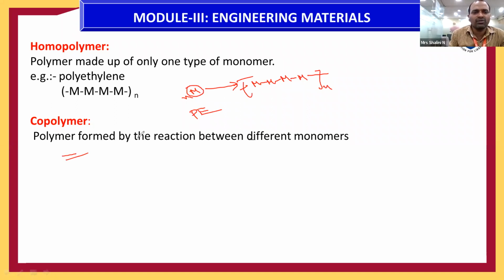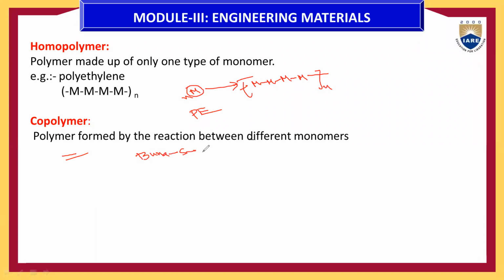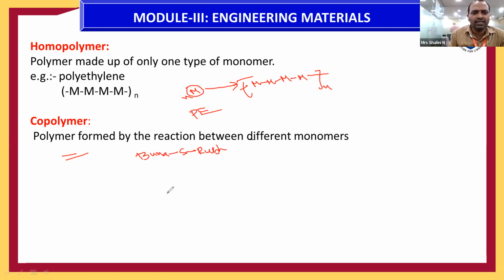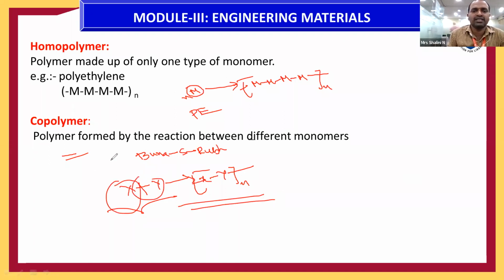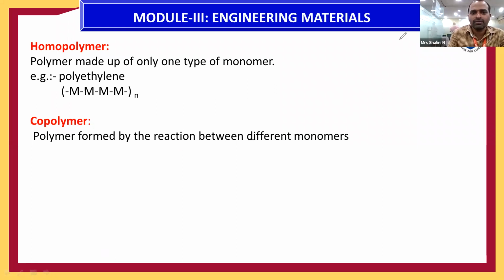Copolymer means, for example, Buna S rubber is a copolymer. That means X and Y combine to form XY, with N number of polymer formation taking place. So in a copolymer, different types of monomers combine to form a large molecule or giant molecule. That is called a copolymer. Buna rubber.